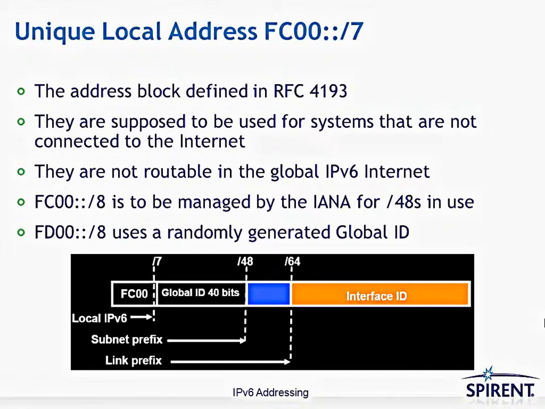If your global ID, in other words the 40 bits following the FC00 space, is managed by the IANA, in other words that prefix is given out, then the least significant 16 bits of the network half of the IPv6 address can be used by the organization to manage their subnets. FD00 uses a randomly generated global ID instead.